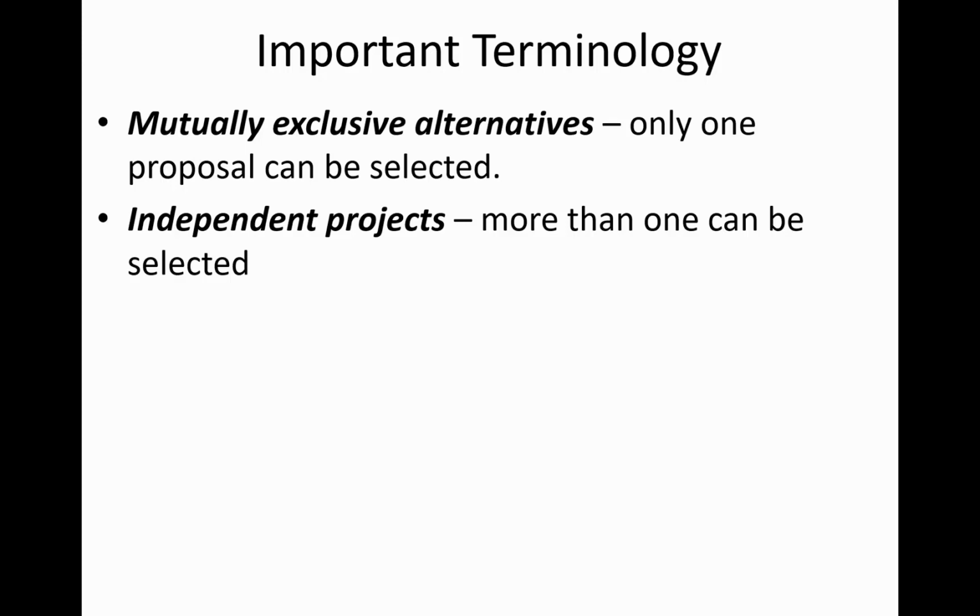All right, well, let's go over a little bit of terminology just to make sure we're on the same page. Now, I've already talked about mutually exclusive alternatives, and that's where you're only picking one, in contrast to an independent project where you can choose as many as are suitable and as many as are profitable, as many as you can go borrow money to finance.